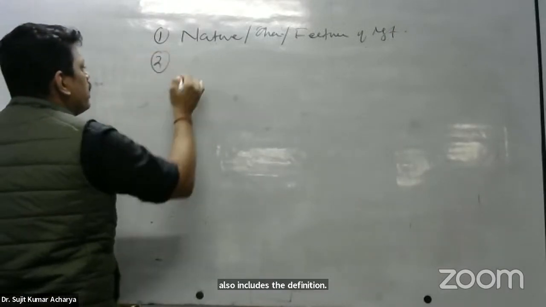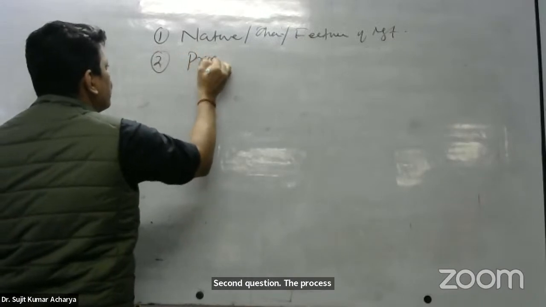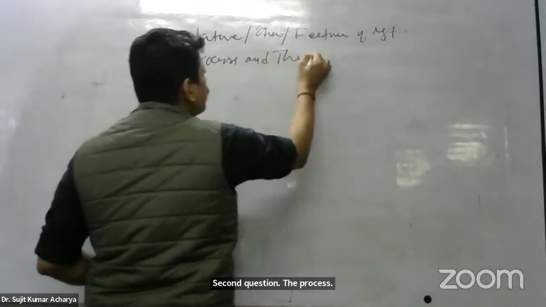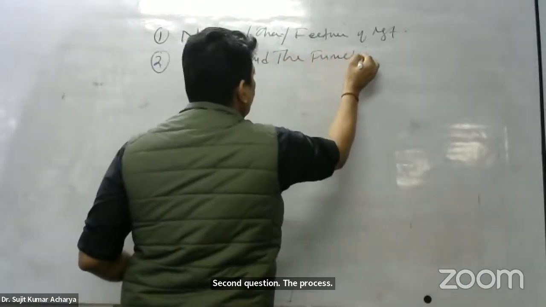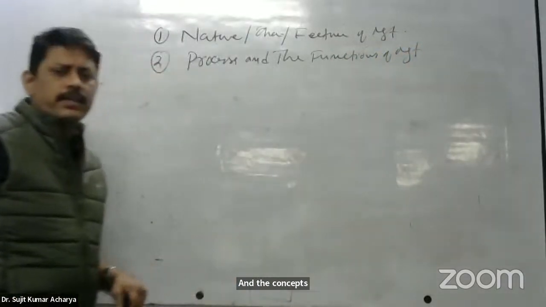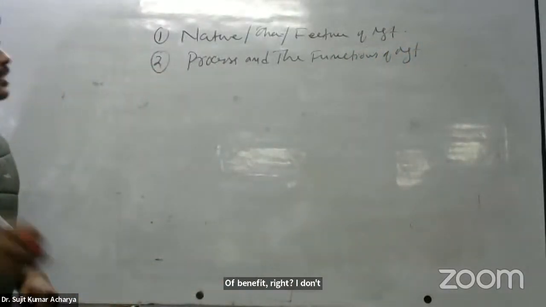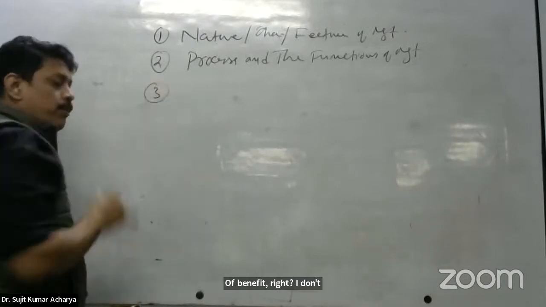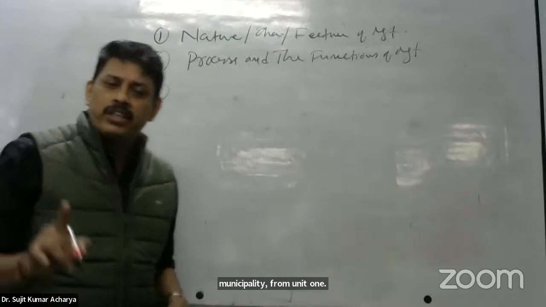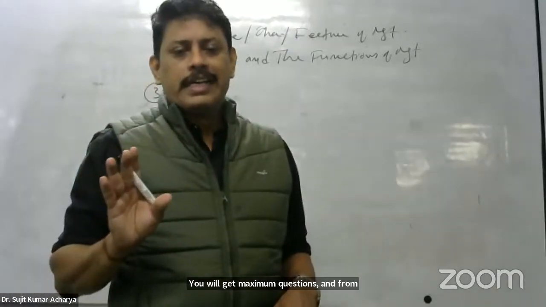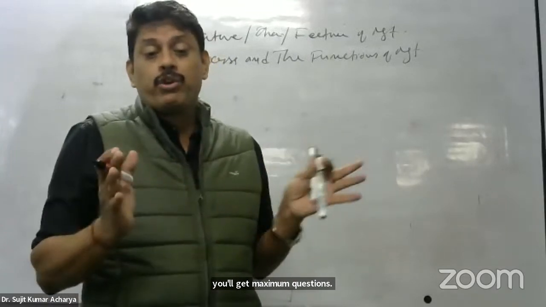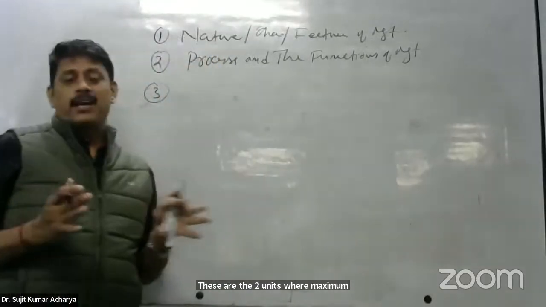Second question, the process and the functions of management. Another question you may get from unit 1. From unit 1 you will get maximum questions, and from unit 3 also you will get maximum questions. These are the two units where maximum questions come, or else these two units are broad in fact.